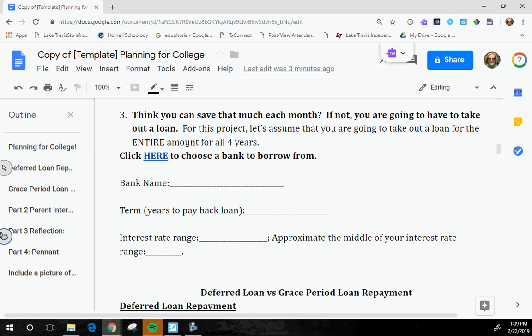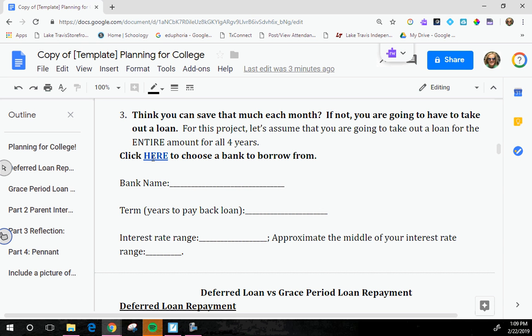After that, this says, think you can save that much each month. If not, you're going to have to take out a loan. For this project, let's assume that you're going to take out a loan for the entire amount for all 4 years. So regardless of parental input, scholarships, or anything like that, let's just assume that after you deduct whatever was in your letter, you're going to have to take out a loan for the rest of that.